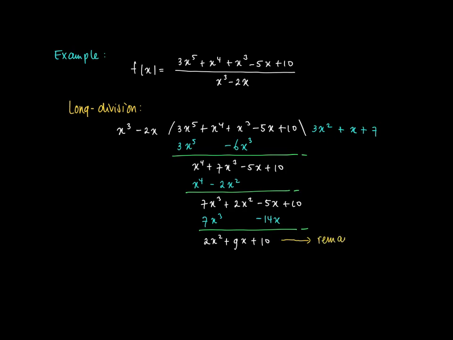And since this has lower degree than 3, this will be the remainder term. So now we may write f(x) as this polynomial we found here, the quadratic term 3x squared plus x plus 7, plus the remainder term still being divided by x to the power 3 minus 2x. So 2x squared plus 9x plus 10, the remainder, divided by x to the power 3 minus 2x.